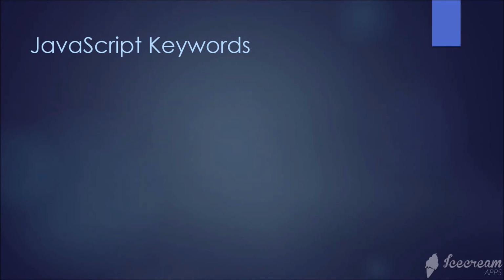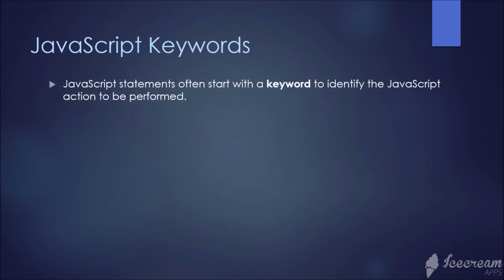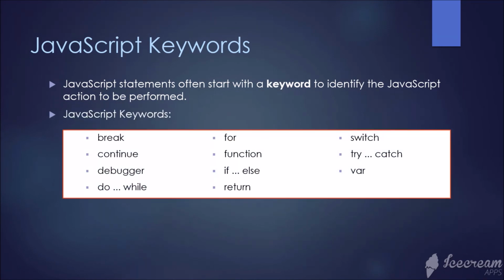Okay, so JavaScript keywords. JavaScript statements often start with a keyword to identify the JavaScript action to be performed. So these are samples of our JavaScript keywords. We have break, continue, debugger, do while, for, function, if else, return, switch, try catch, and var.